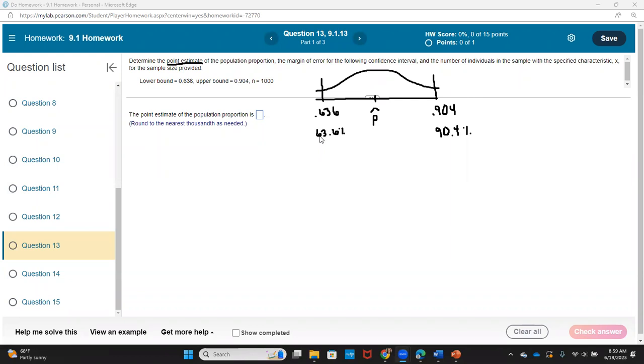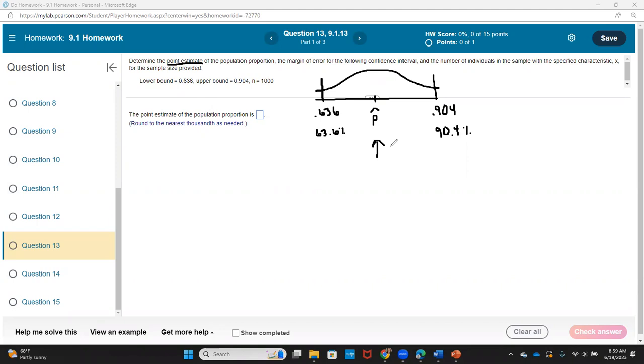The first part says the point estimate of the population proportion is, again, it's just asking you in a different way. They really already found the confidence interval. The confidence interval is between 63.6% and 90.4%, or in decimal 0.636 to 0.904. This is just a way to make sure you understand what's happening. Whenever they say point estimate, they're really just looking for this number here in the middle. They're looking for the original sample proportion that we used to make that confidence interval.